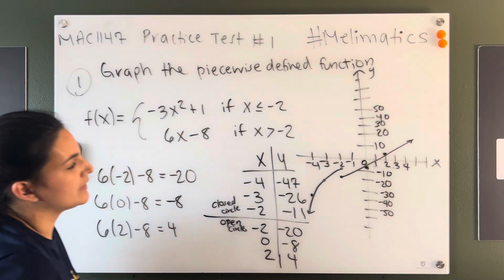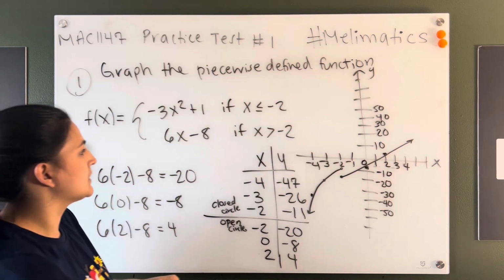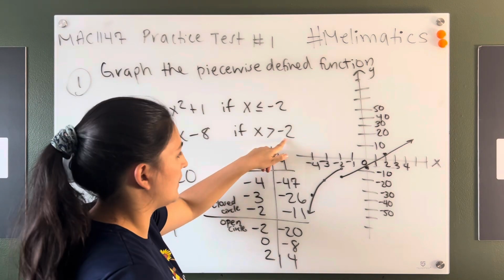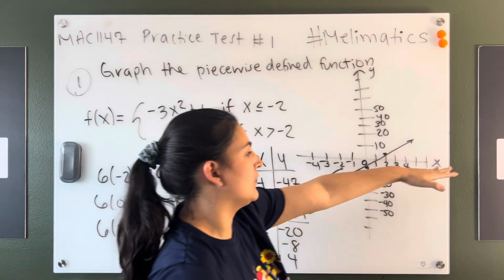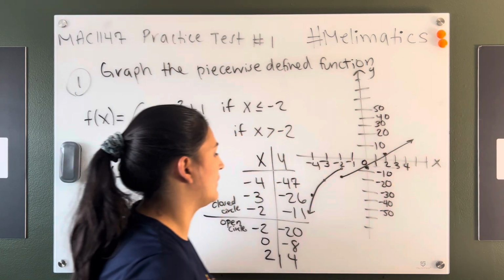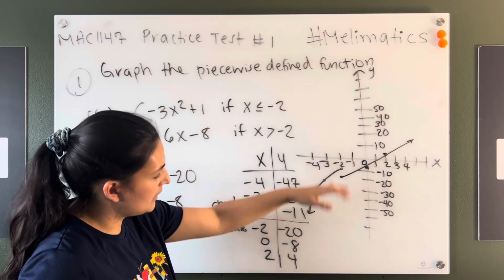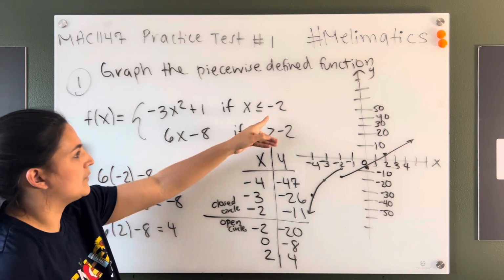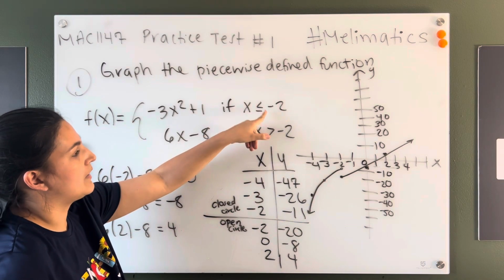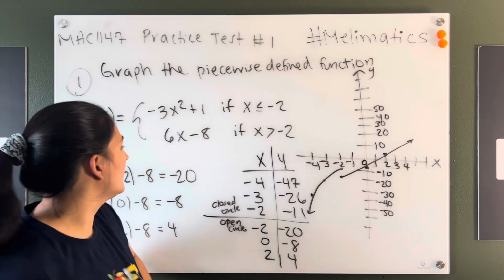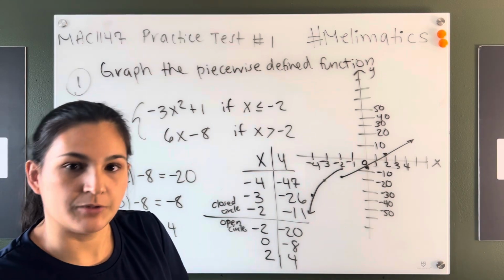Okay, and that's going to keep going on forever because as you can see, you can plug in any x value greater than -2. So keep on going, you'll get more points. The line will keep extending forever, right? Same concept with the parabola, it goes forever on the left because you can keep plugging in negative values lower than -2. Okay, so that's it. That's our piecewise defined function.